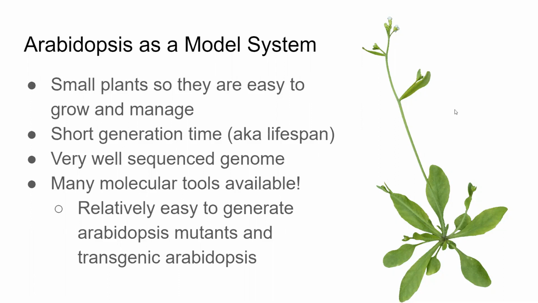They're also very well studied. They're very commonly used in plant biology labs, so they have a very well sequenced genome, and they also have a lot of great molecular tools available that are not available in maize. So it's actually pretty easy to generate Arabidopsis mutants and transgenic Arabidopsis.